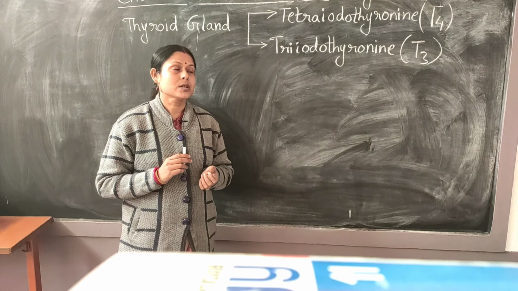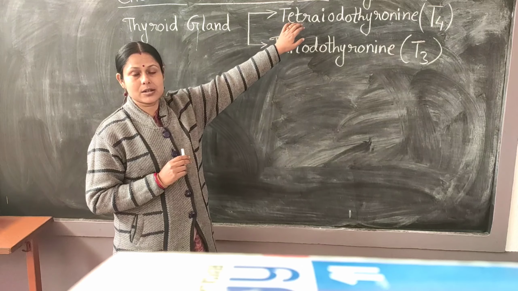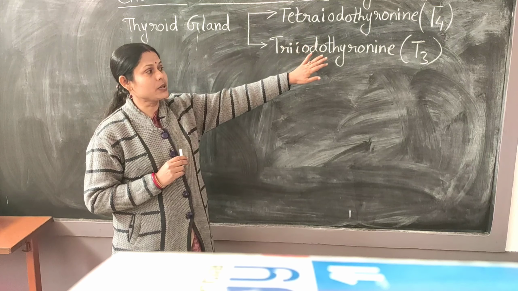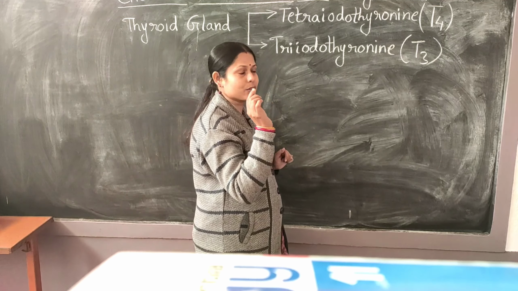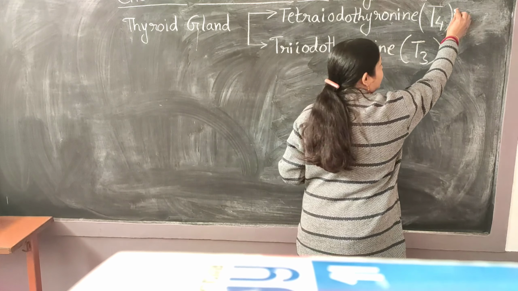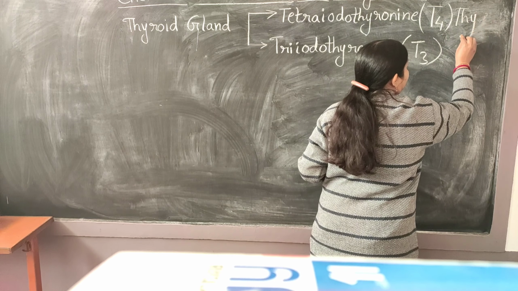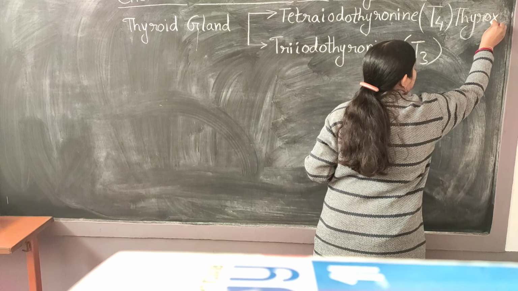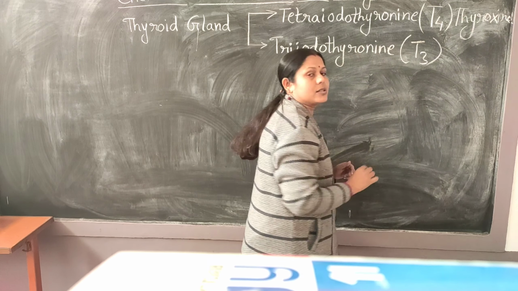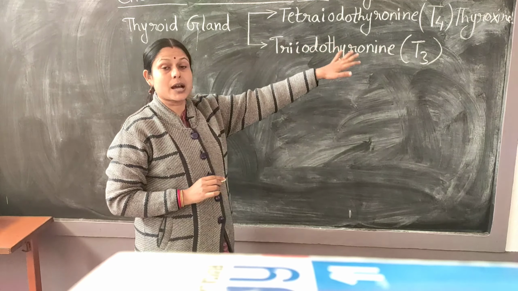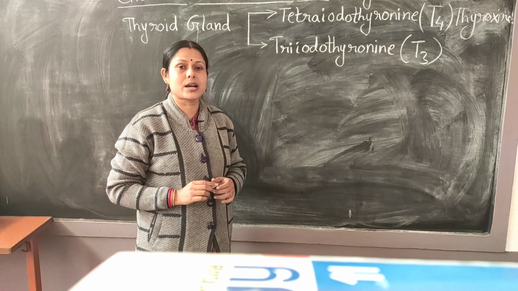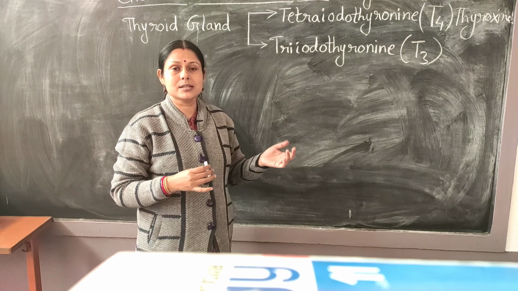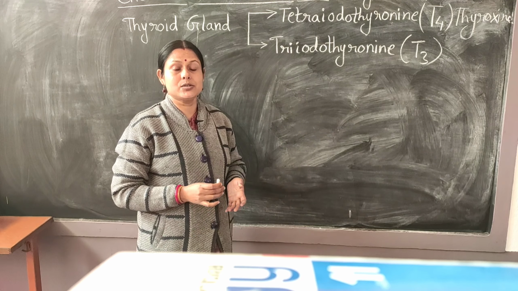The first one is called tetraiodothyronine, popularly known as T4 or thyroxine. I have not written it here, but you can write it. So, thyroxine or tetraiodothyronine or T4 is the first hormone, and the next one is your triiodothyronine. Now, these are the follicular cells which are secreting these two hormones.